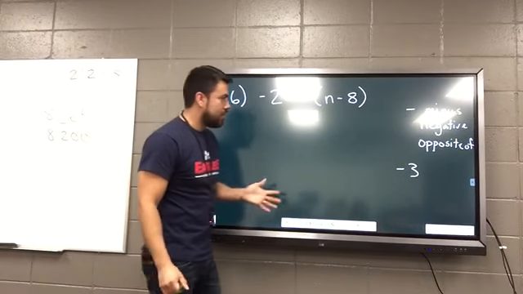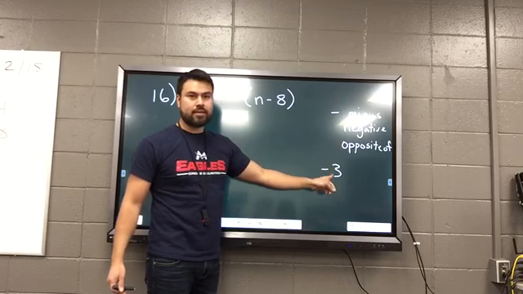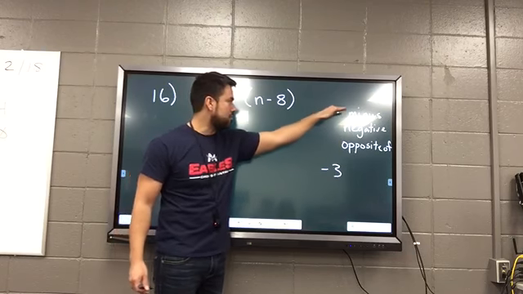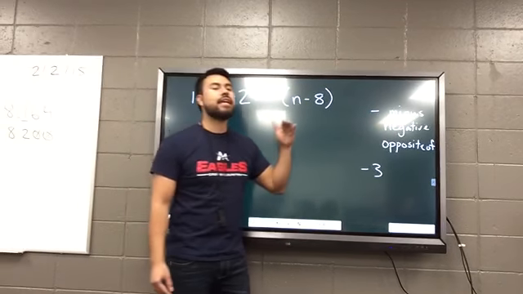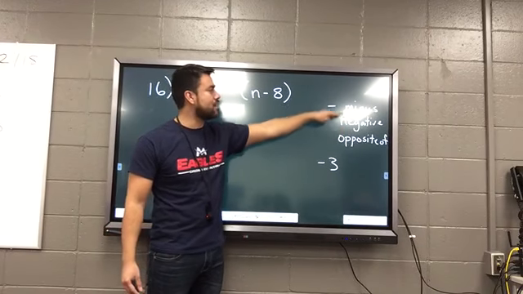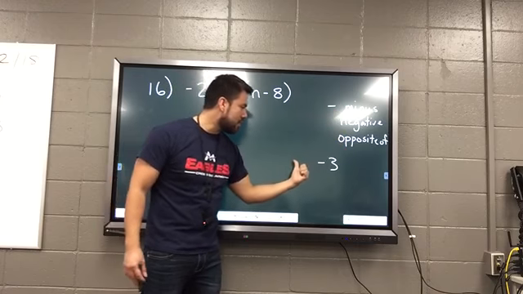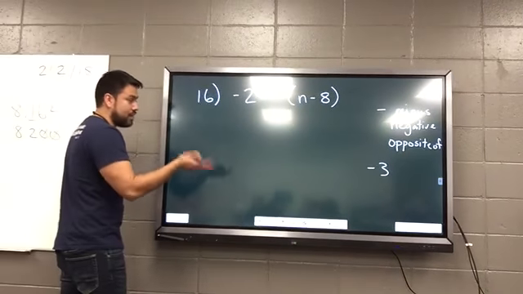By the way, which one of these would be best to describe this number right here? Minus 3, negative 3, or opposite of 3? Which one do you think? Negative 3. I would say opposite of 3 is second best, and minus 3, because there's nothing minus 3. There's just a negative sign with 3. But you can read it either way.